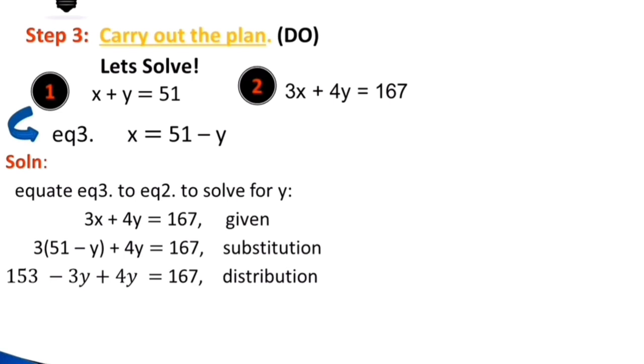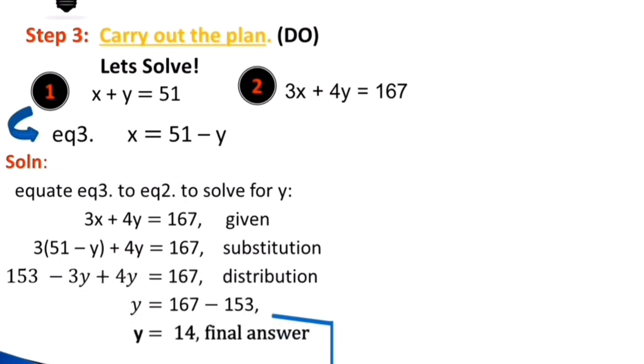So I am going to transpose 153 to the other side. We call it transposition. Since negative 3y plus 4y is y, we have now y equals 167 minus 153. This time I am able to get the value of y by simply subtracting them. So the final answer is 14. In this case, I am able to give the value for y.